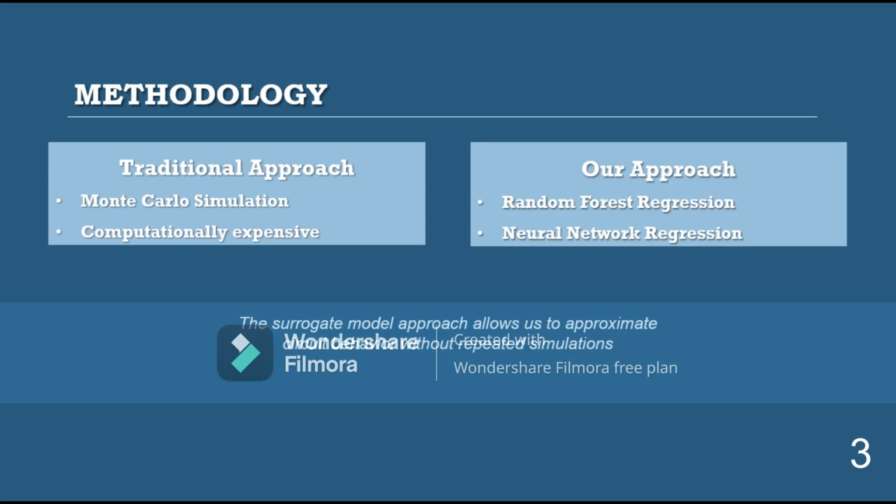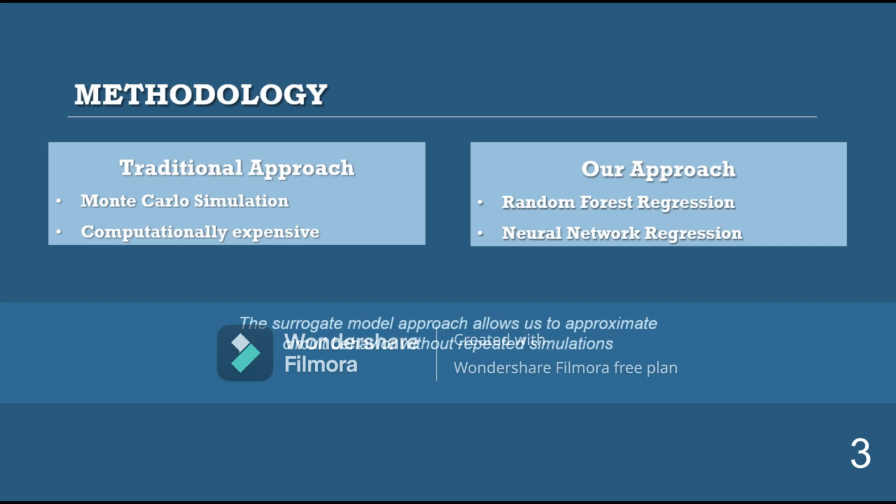Traditionally, engineers use Monte Carlo simulation, which runs thousands of iterations with random component values. Our approach leverages surrogate modeling techniques, specifically random forest and neural network regression, to approximate circuit behavior more efficiently. As a baseline comparison, we implemented direct Monte Carlo simulation.